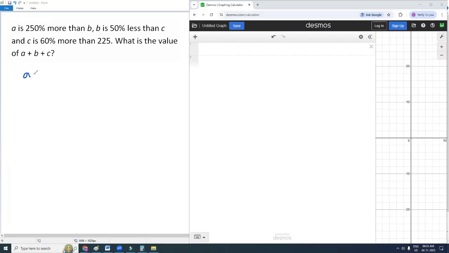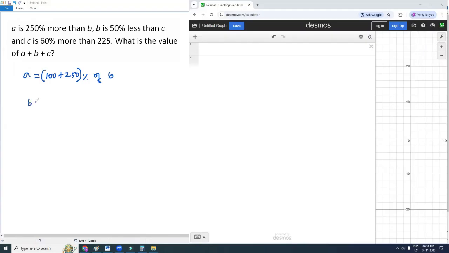That is, A is equal to 250% more than. Since we have "more than", this number 250 should be added to 100. Then we get 100 + 250 percentage of this value, that is B.